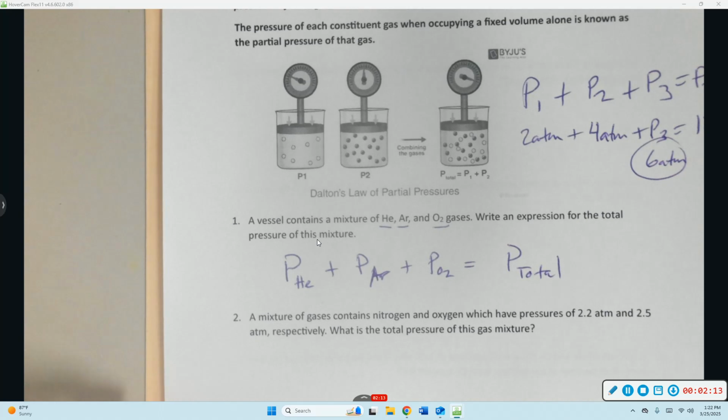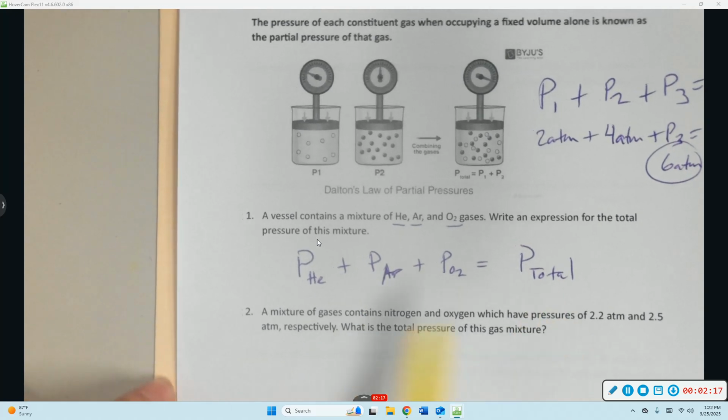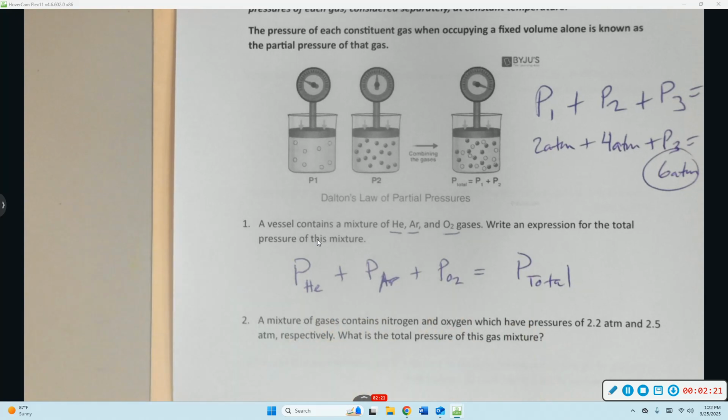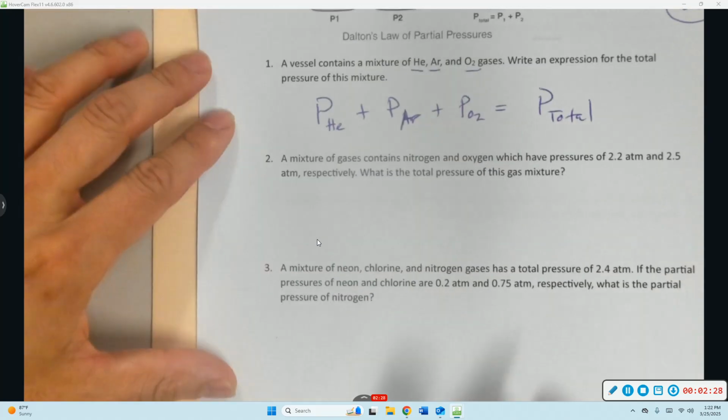So the one thing you need to focus on here is that all the pressures have to be in the same unit. If pressure is in atm, all of them need to be in atm. If pressure is in millimeter of mercury, they all need to be millimeter of mercury. So they all have to be the same unit. Okay, keeping that in mind, let's go to number 2.